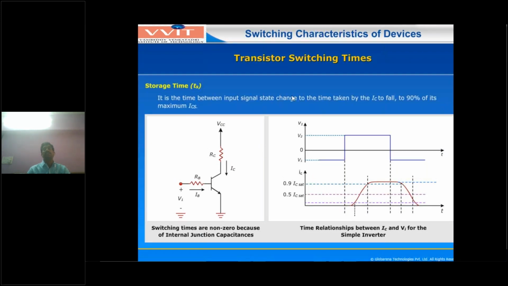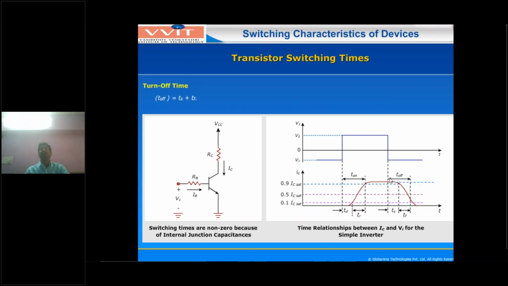And next, what is the storage time? Storage time means the input is reversed here, let us say at T equal to capital T1, and the collector current decreases to 90% of the maximum saturation current. That duration of time is nothing but the storage time. Similarly, fall time means the collector current decreases from 90 to 10% of the collector saturation current. This is the fall time. Now turn off time means storage time plus fall time.